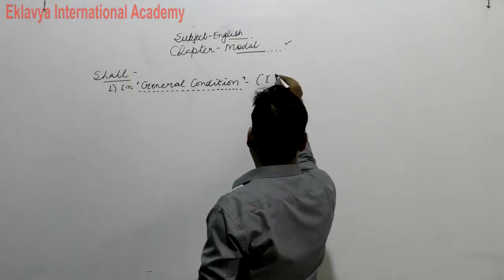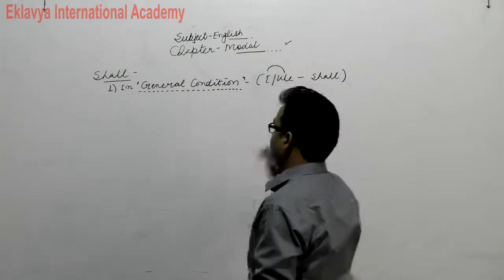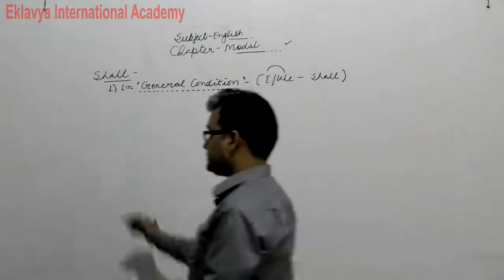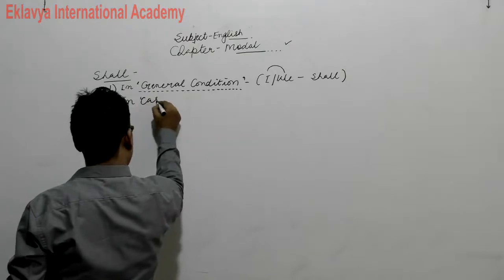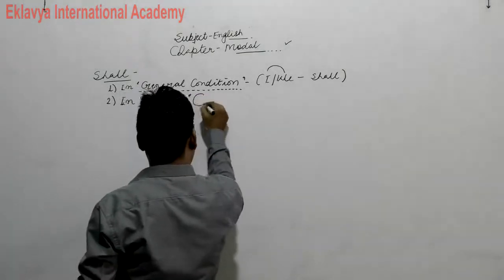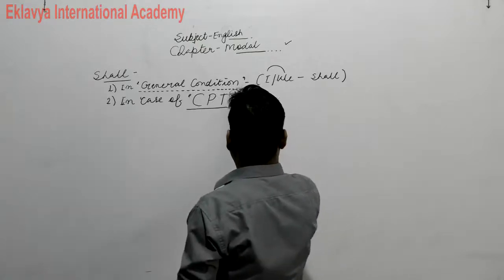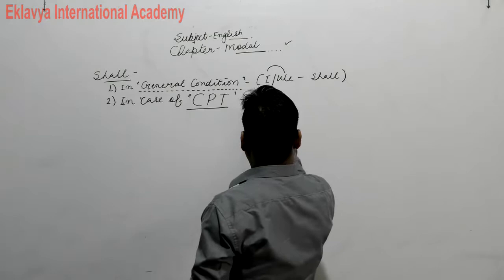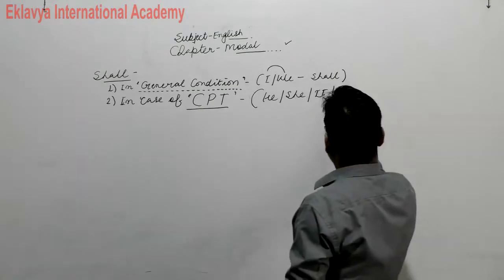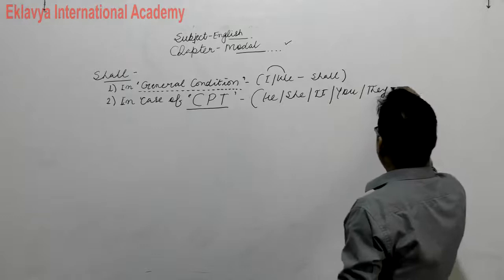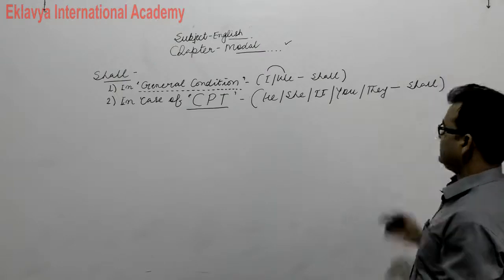In general condition, we use shall with I and We only. In case of CPT, we use shall with he, she, it, you and they, where we would use will exactly. We use shall also in case of CPT.